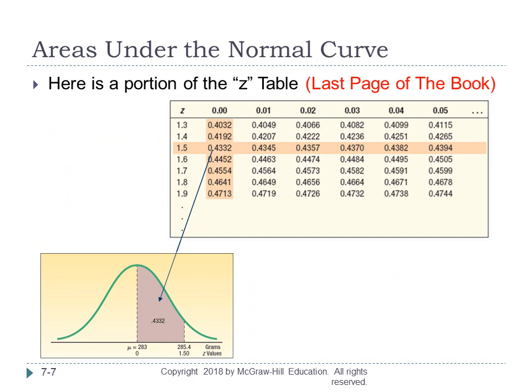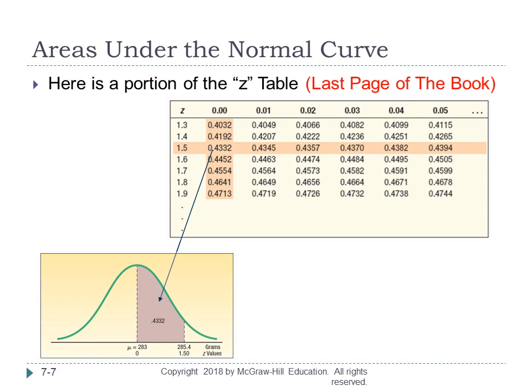And here is an example of a table for the standard normal. The tables for the normal distribution are on the last page of the book, and you need these tables to calculate probabilities. This is just a portion of the z table, of which there are several tables on the last page of the book. Let's see how this is used.